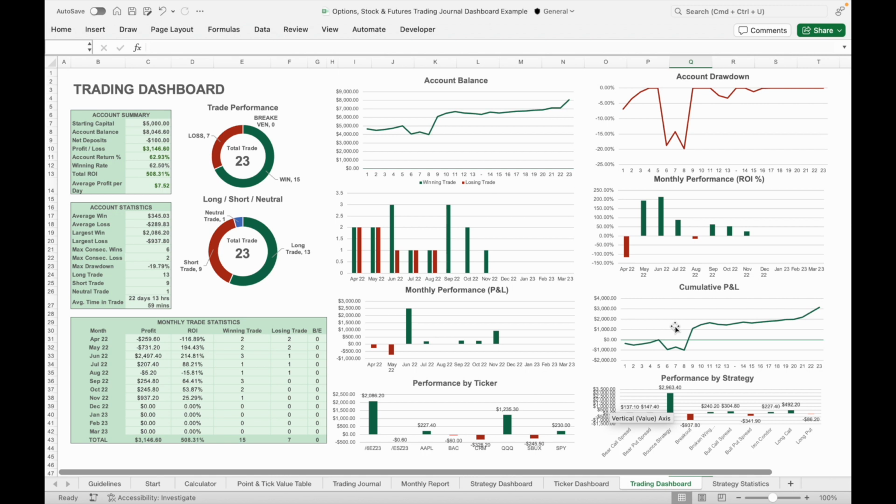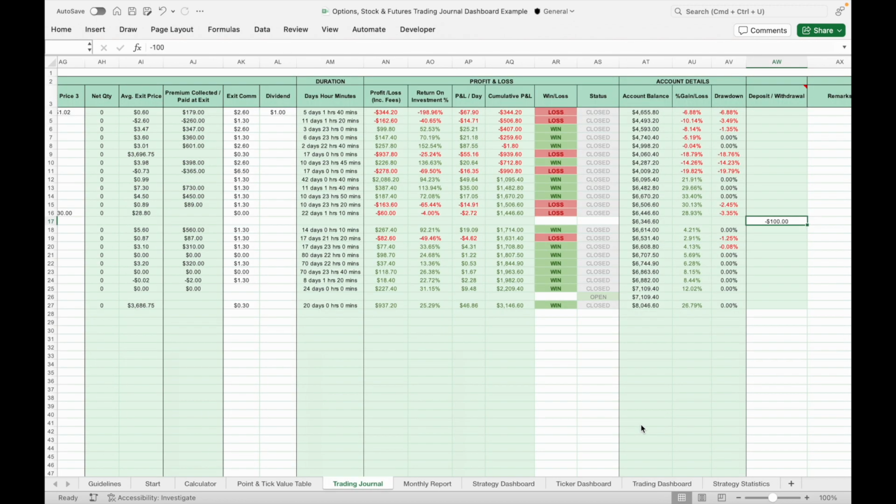Additionally, you can view the overall performance of individual tickers and trading strategies to understand how specific stocks and strategies have contributed to the account's overall performance, as well as monthly performance in terms of ROI, profit and loss, and winning and losing trades. In conclusion, using a trading journal can greatly enhance your ability to analyze trades and boost your trading performance over time.